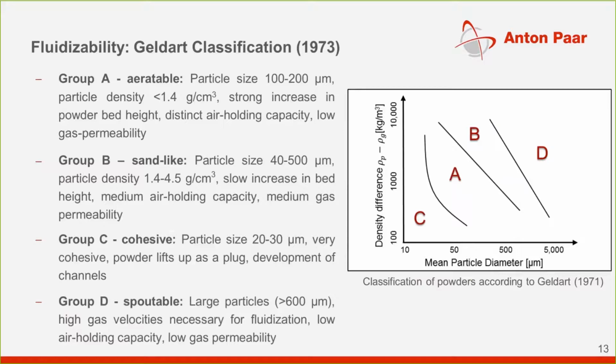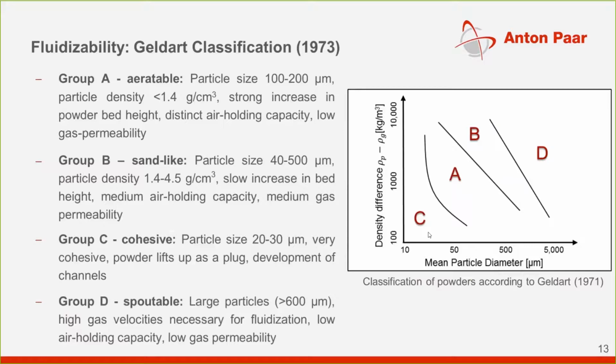If we look at the group C, which is at the bottom left of this graph, we can see the cohesive particles. Here we're talking about very small particles usually, which are very cohesive. When these powders are fluidized, or when we try to fluidize these powders, the powder lifts generally as a plug, or it will develop some channels. So these powders are difficult to fluidize, but this can also be improved by, for example, stirring the sample or mechanically agitating the sample. An example for group C would be flour.